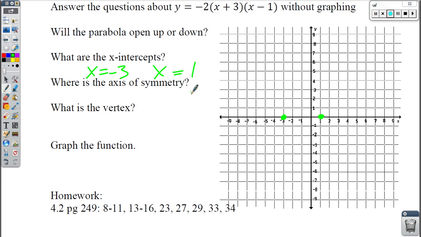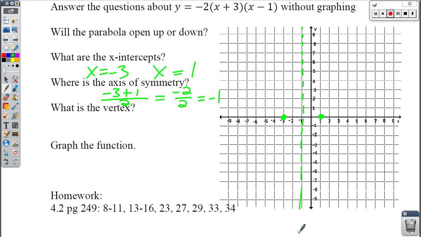Well, the axis of symmetry, that again is the average of the two x-intercepts. So if we average those two numbers, -3 plus 1 divided by 2, that's going to be -2 over 2, which is -1. And we'll plot that on the graph as well.